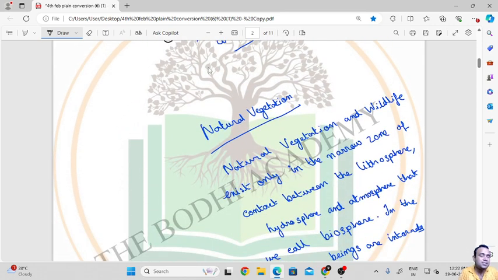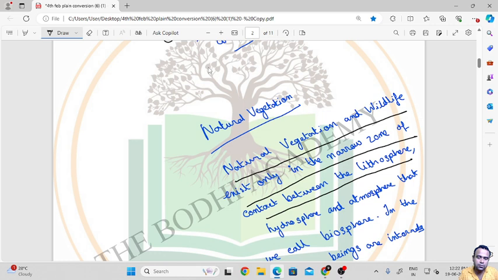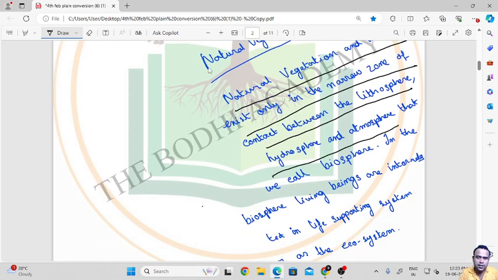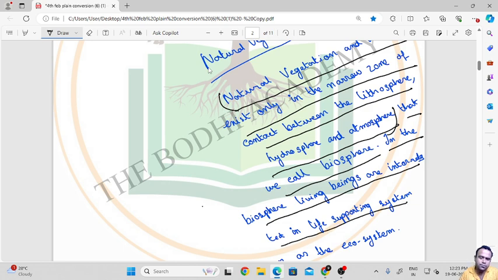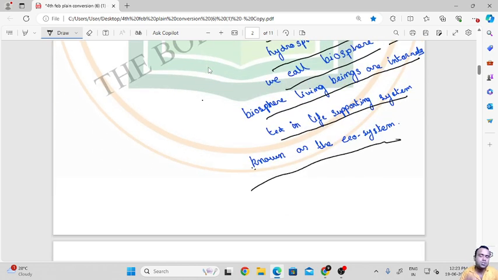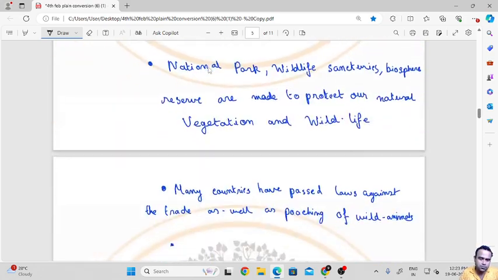Natural vegetation. What is natural vegetation? Natural vegetation and wildlife exist only in the narrow zone of contact between the lithosphere, hydrosphere and atmosphere. This is what we call the biosphere. Now what is the biosphere? Where we live, the animal kingdom, it all lives in the biosphere. In the biosphere, living beings interact in a life supporting system known as the ecosystem. Let me give you a detailed chart on the ecosystem.